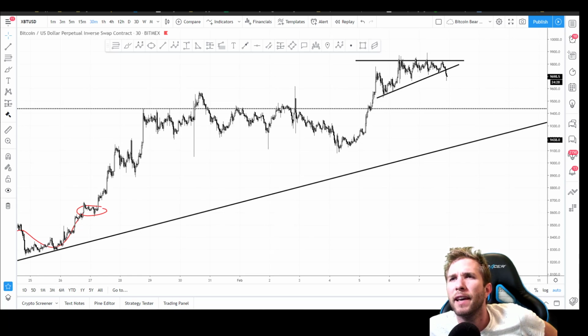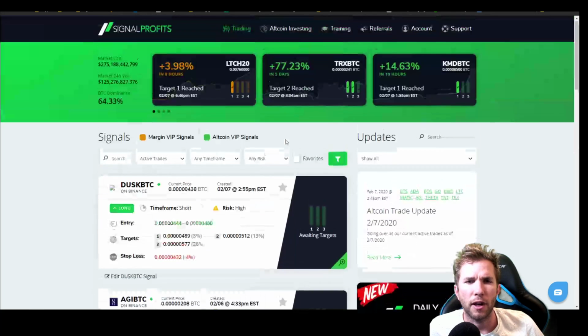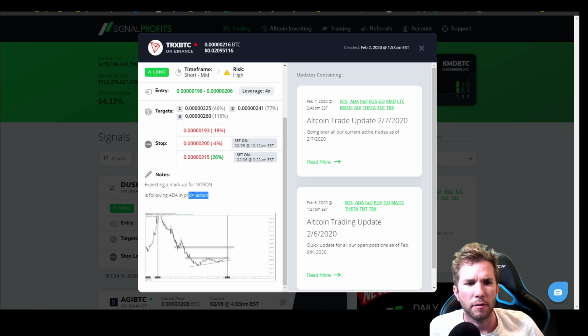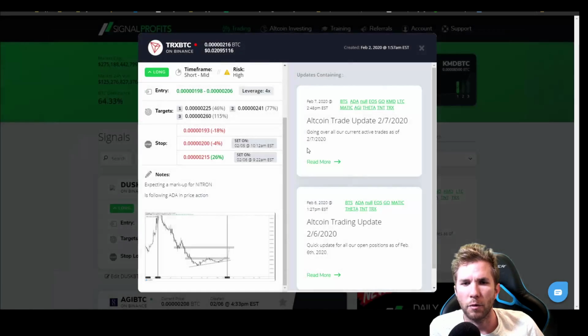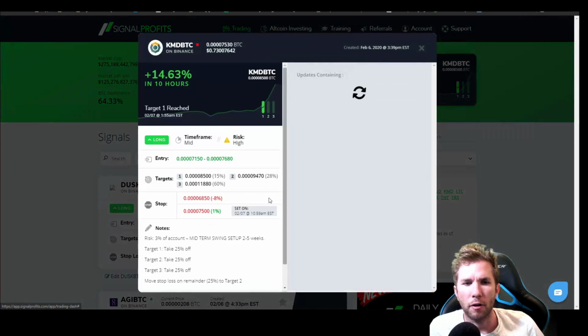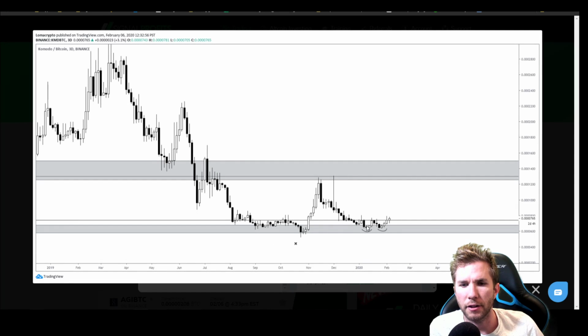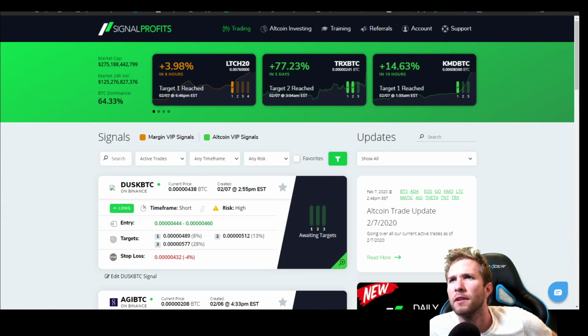It would be cool to see the TA behind the different trades for Signal Profits. Looks like you do. Yeah, if you click on any one of these trades like TRX, you can say expecting a markup for Nitron following ADA price prediction, and we've got this rising wedge structure. So we provide all kinds of different TA. Komodo, same thing. We're super percent, move stop loss. Then we've got a chart showing some of the logic: double bottom structure, broke a key daily resistance, 3-day resistance level. Yeah, so a lot of those.